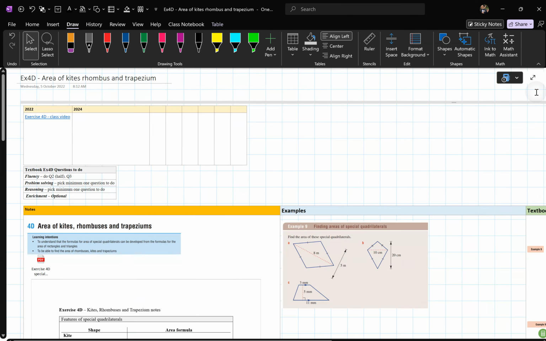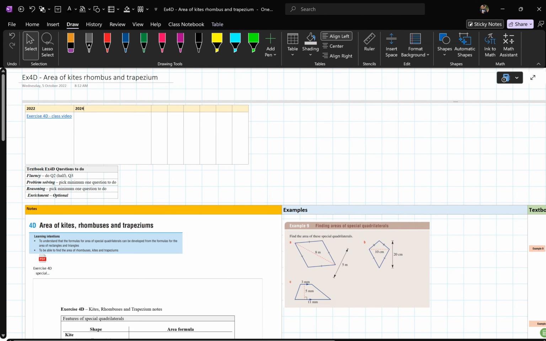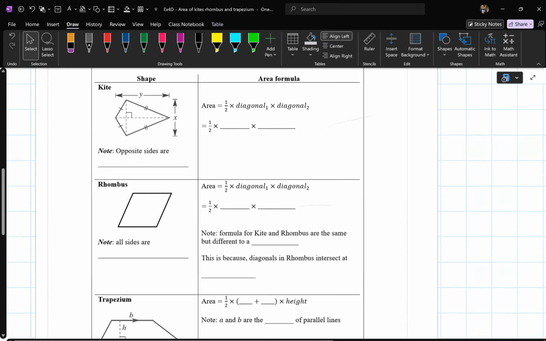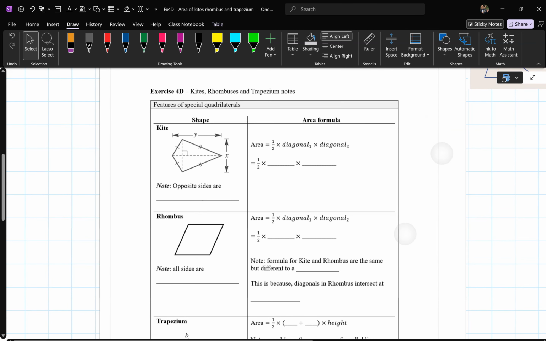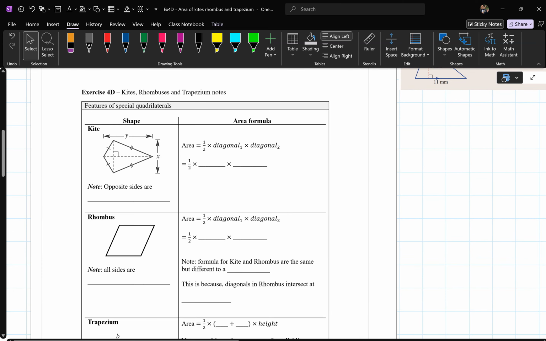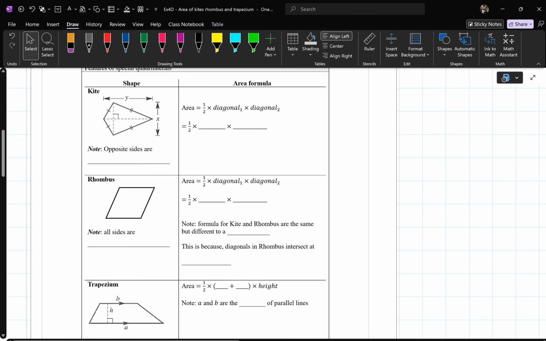Hey there, Year 8s. In this video, we're going to be looking at the area of kites, rhombuses and trapeziums. Really, the only thing you've got to take notes on is knowing how to identify when you have a kite, rhombus, or trapezium. Whereas the formulas, you can probably memorize. The kite and the rhombus use the same formula, and then the trapezium is different.